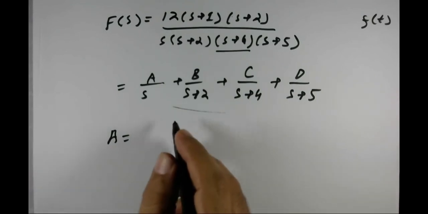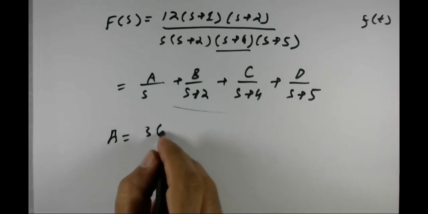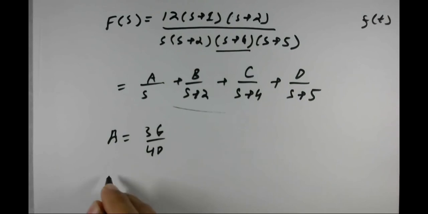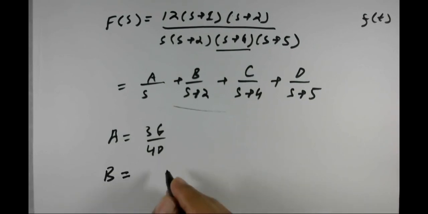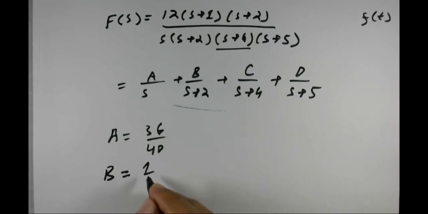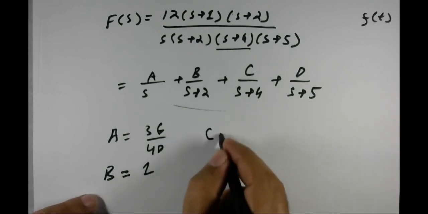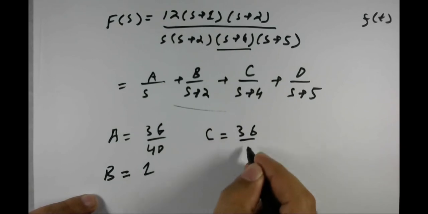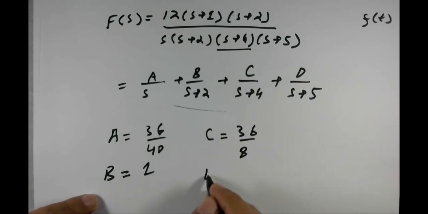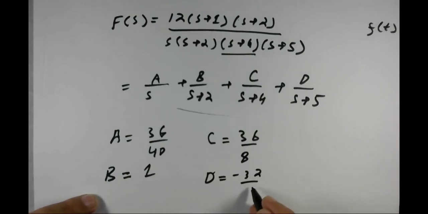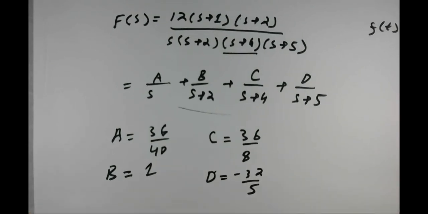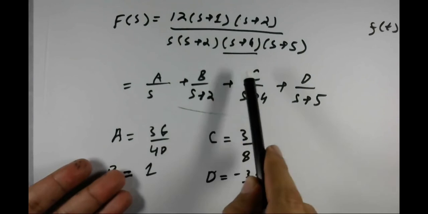I already got these values. A is 36 by 40, and the value of B is 1. The value of C will be 36 over 8, and the value of D will be minus 32 over 5. I already got these values, I just need to put them over here, here, here, and here.